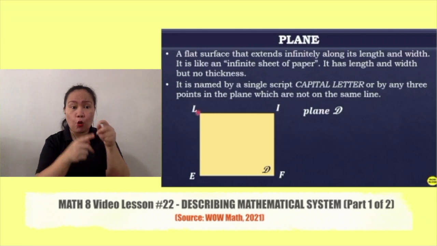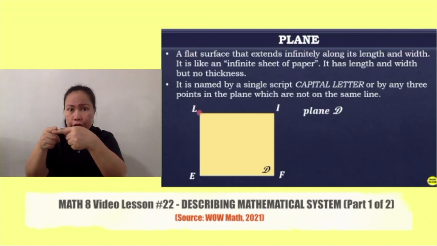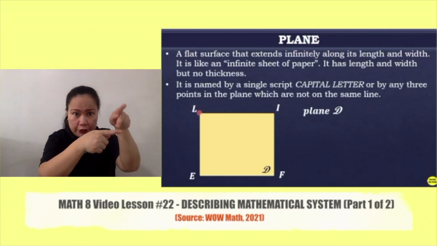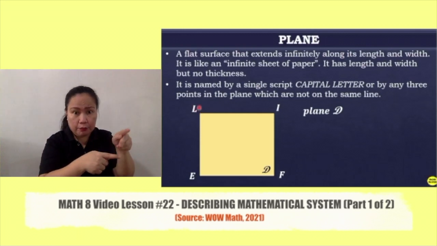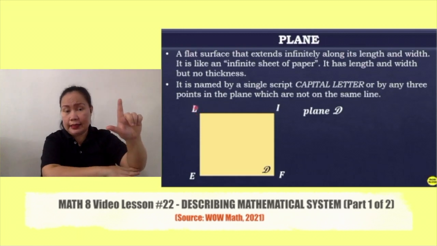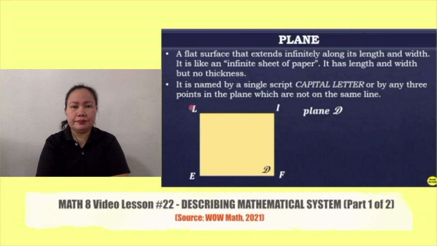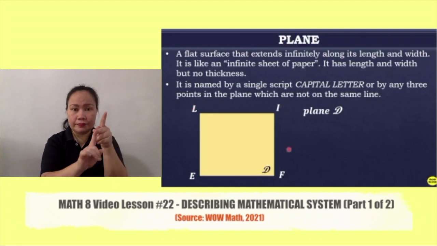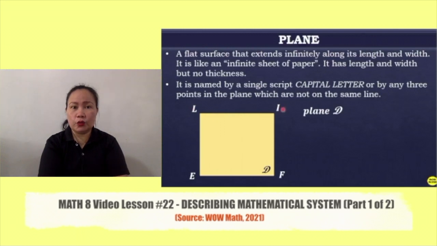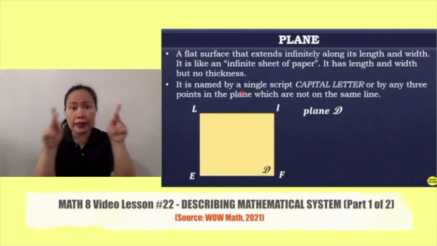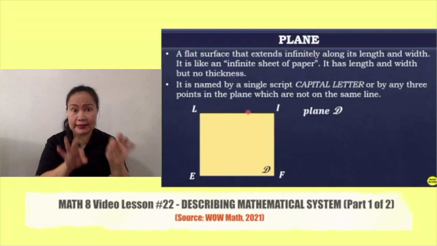Why? Kasi, di ba this is a corner and the corner represents a point. Okay. And aside from that, as you can see, our letter is capital. A point should be written in capital letter. Okay? So, I have here 4 points. So, ang sinasabi dito, aside from this, yung nandito na pangalan niya, pwede mo rin siyang pangalanan using any 3 points on the plane. Okay? So, kahit anong points pwede.